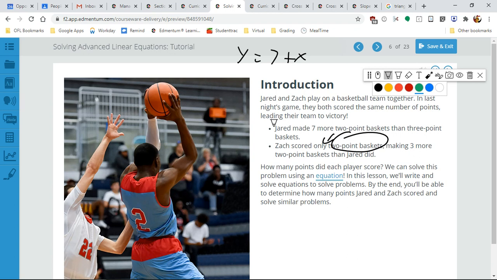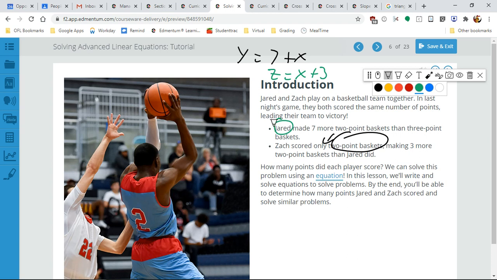So Jared is scoring this. I'm going to say Z equals Zach's, or Jared, sorry. It's going to be 3 more than that. So we're going to put X plus 3. Sorry, I kept getting the names mixed up. So Zach, I'm going to call him Z. So Zach equals X, which is Jared's 2-pointers, plus 3 more.